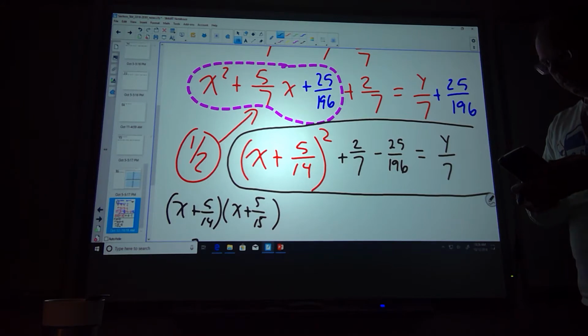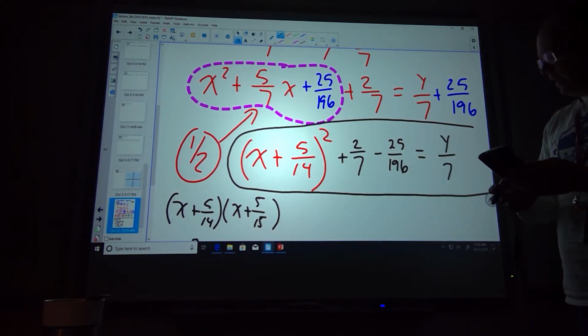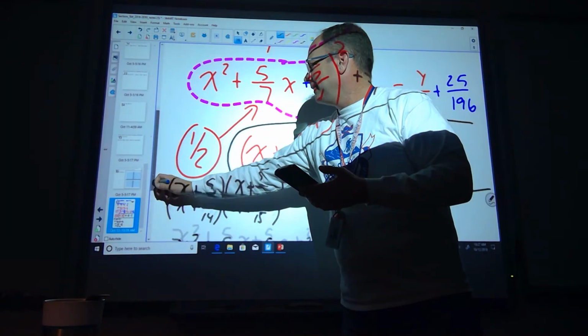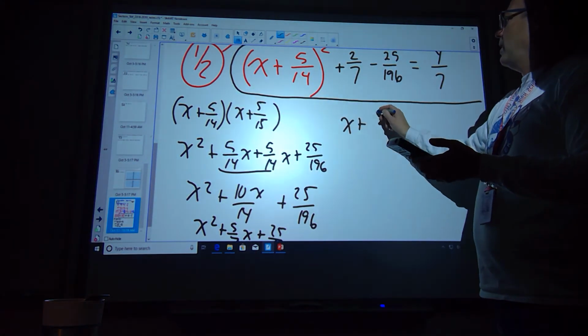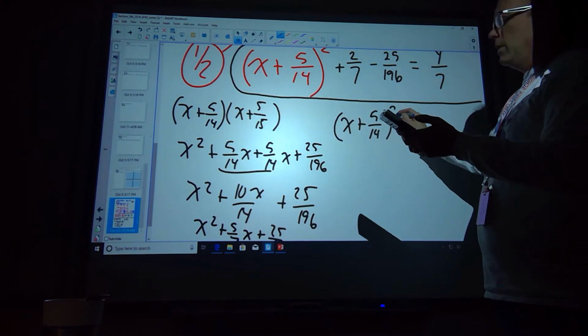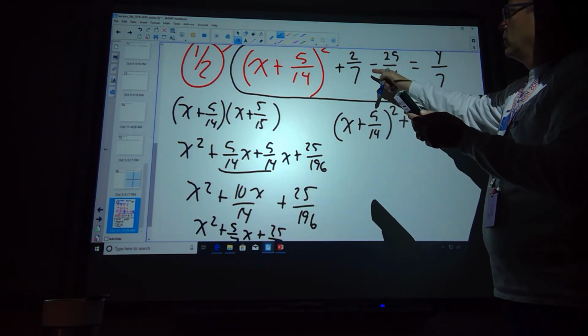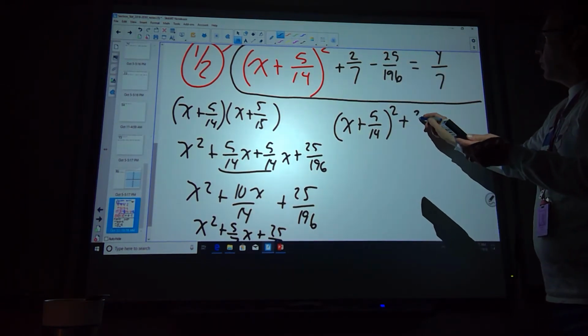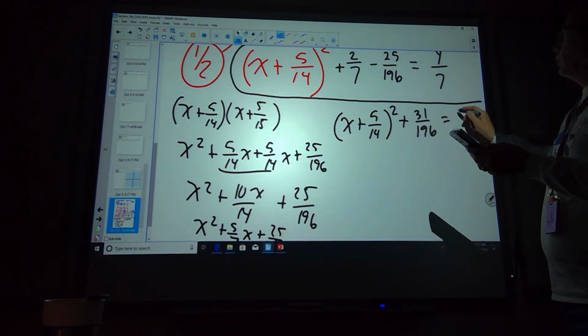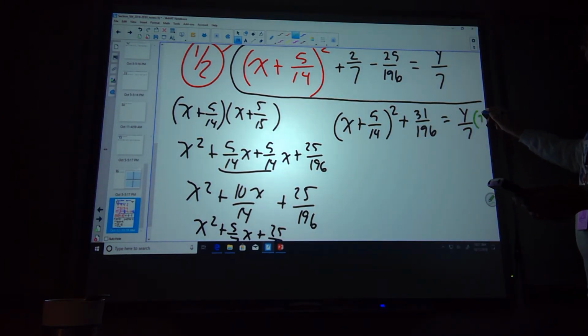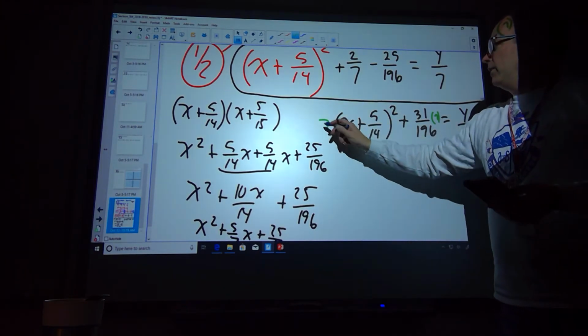Alright, clear. If I add 2 over 7, 2 divided by 7, and I subtract 25 over 196, and then I hit math, fraction, enter, I find that this right here is, so I get x plus 5 over 14, quantity squared. It's actually plus, because 2 over 7 is a larger fraction than 25 over 196. 31 over 196 equals y over 7. I don't like this 7 here anymore, so let's get rid of it. So that's y divided by 7. So I'm going to multiply that by 7, that by 7, and that by 7.